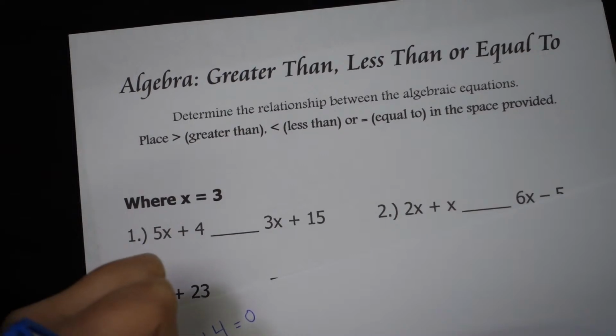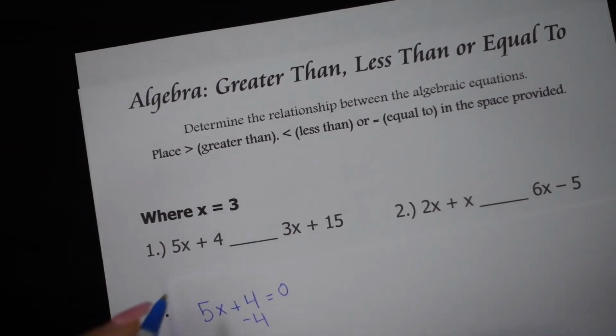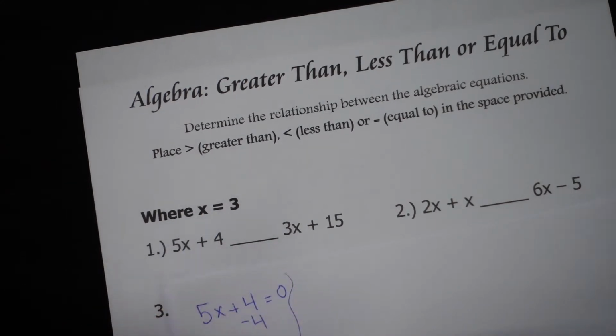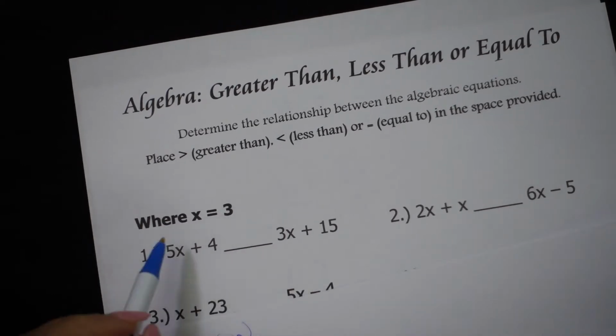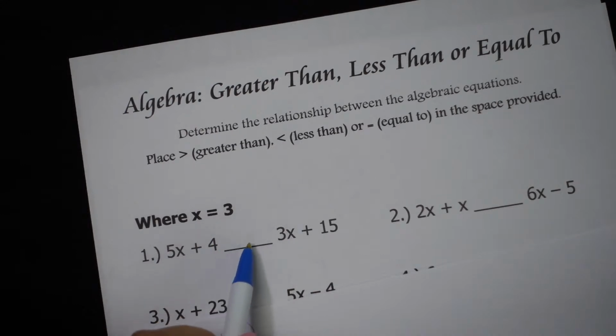Or in this case, sorry. So once again, it's important to read the directions. So here we're actually given an x value. We're not solving for x. We're given the x value. So we have 5x plus 4, and then we have to figure out if this is equal to, greater than, or less than 3x plus 15.